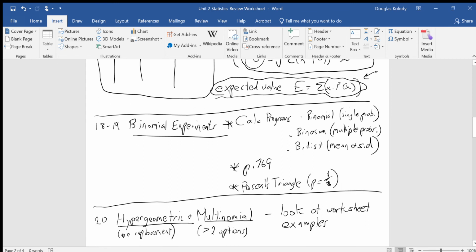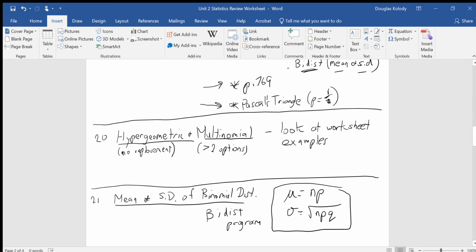Then we got into what we've been doing for the past 2 weeks now, binomial experiments. We learned many ways to calculate a binomial answer on your calculator. The binomial program for any single binomial probability. The binosum program for multiple. Find the probability of getting between 10 and 15 successes. If there's more than one binomial probability, you use the binosum program. And then, thanks to your friend Mateo, who graduated 2 years ago, you could use the BIDIST program, which gives you the mean and standard deviation of a binomial distribution, which is, by the way, 2 lectures ahead. You could also use page 769 in your book if you'd like. And if P is 1/2, super duper shortcut, Pascal's triangle.